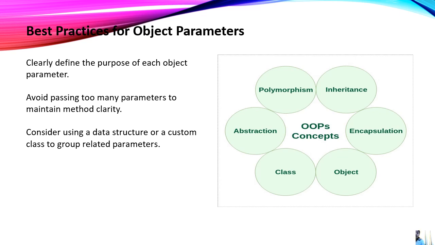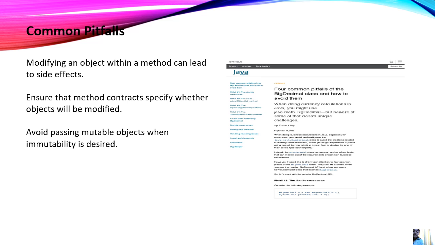Clearly define the purpose of each object parameter. Avoid passing too many parameters to maintain method clarity. Consider using a data structure or a custom class to group related parameters. Here let me see about the common pitfalls.